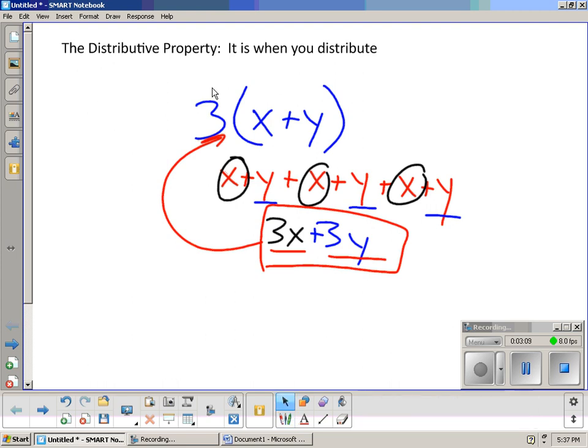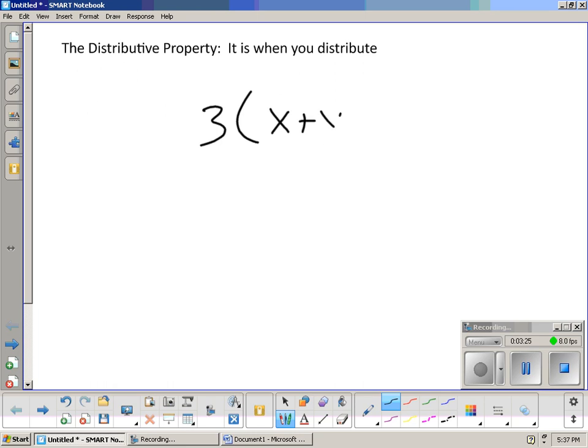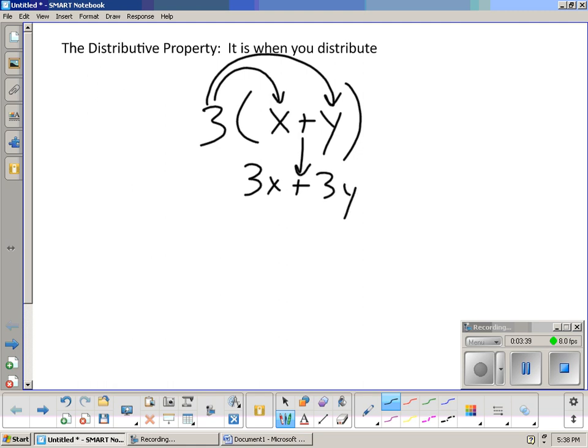Great. Now, an easier way to do it, instead of setting everybody up into this long addition problem, is if you have 3 times x plus y, you can just do 3 times x, which is 3x, right? And 3 times y, which is 3y. And you bring down your addition sign. So you've got to remember the distributive property: when you distribute, well, here I'm distributing that 3. I'm distributing it to both the x and the y.